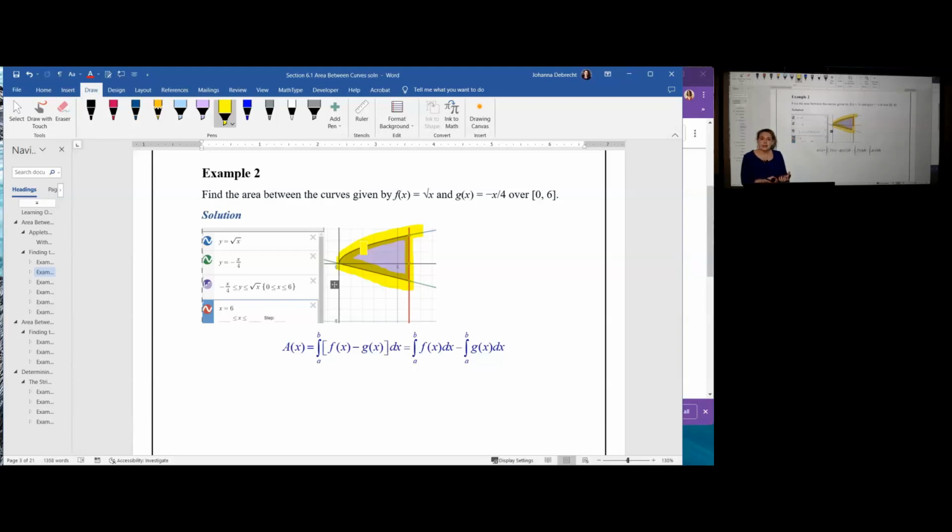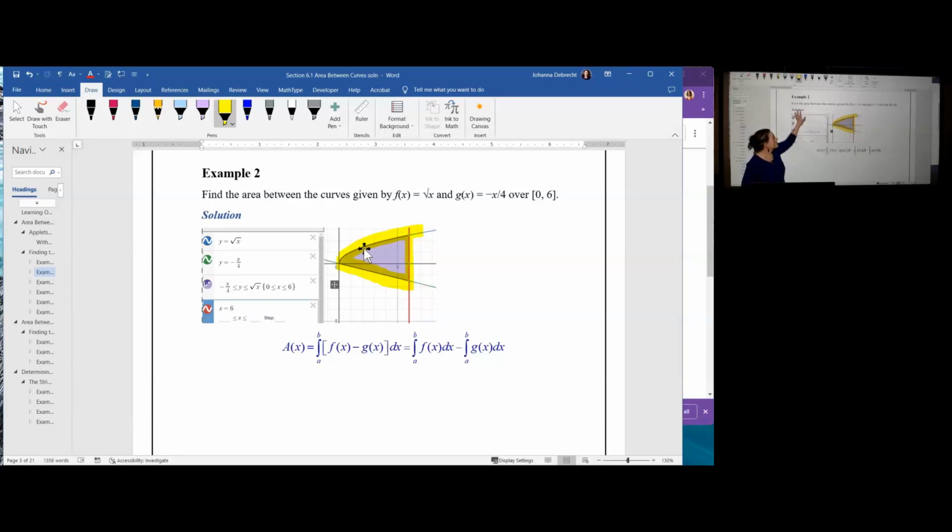I like to say that it holds water. If you pour water into that area, it will stay there. It has no way to escape. A good way to find the right region is to outline the curves in a different color to highlight them. If the region doesn't hold water, you've got the wrong region. In order to find the area, it needs to hold water.